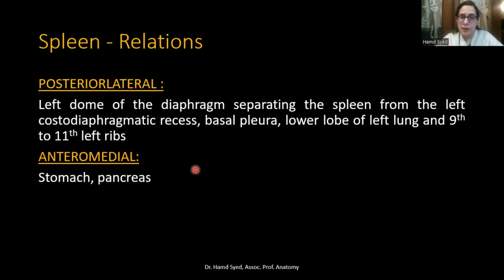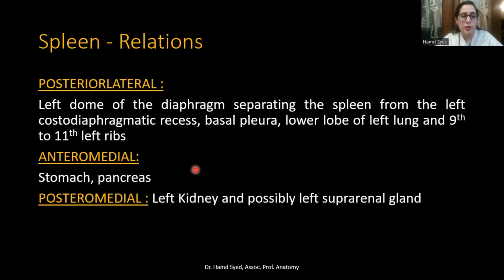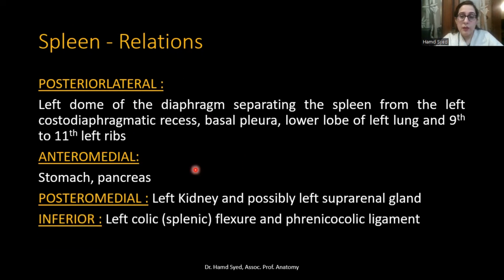Anteromedially are the stomach and the pancreas. Posteromedially is the left kidney and possibly the left suprarenal gland, whereas inferiorly are the left colic flexure and phrenicocolic ligament. So these are the relations of the spleen.